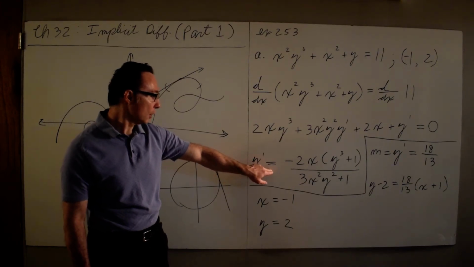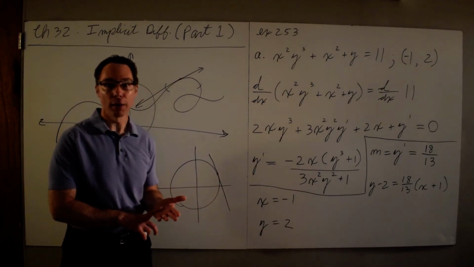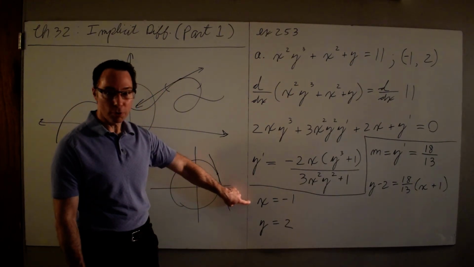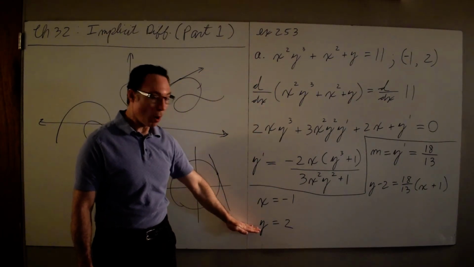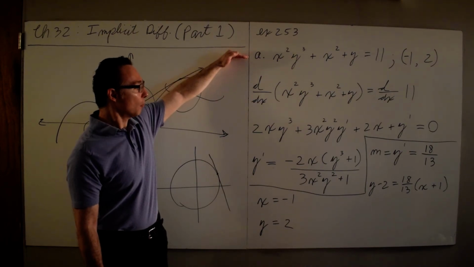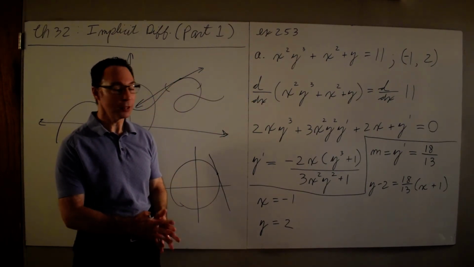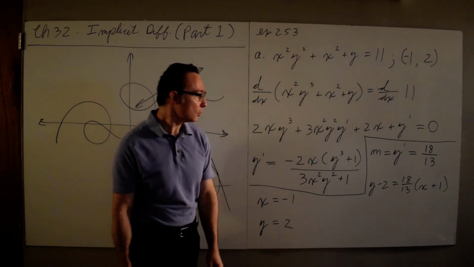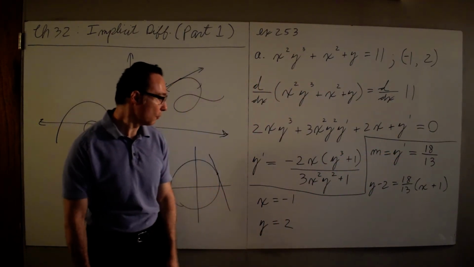And now we want to write the equation of a line. What do we need for the equation of a line? We need an x-coordinate, a y-coordinate, and a slope. The x-coordinate we were given in the problem, if you look up here. The y-coordinate we're given in the problem. We need the slope. Well, as it always is, the slope is the derivative. So the slope is y prime. How do we find y prime?